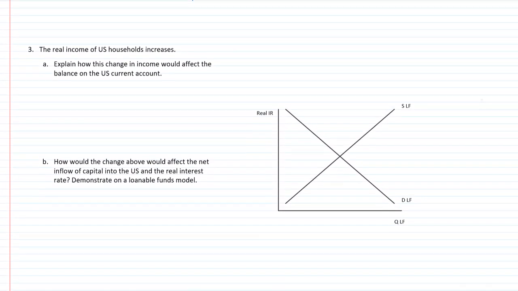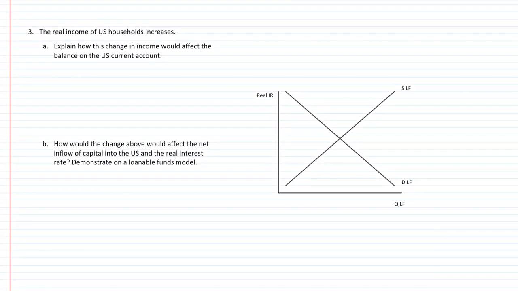Number 3. Again, pause here when you need to, and complete this problem in advance. This again is a classic relationship similar to number 1 that we need to start getting used to. Real income of U.S. households increases. So people in the United States are making more money. How would this affect the balance on the current account?